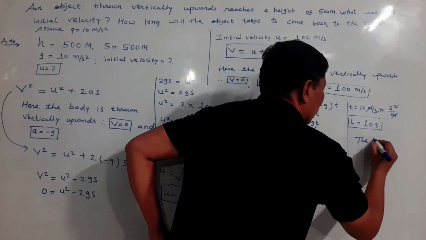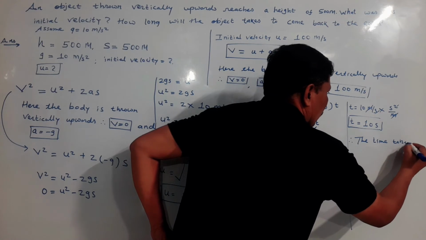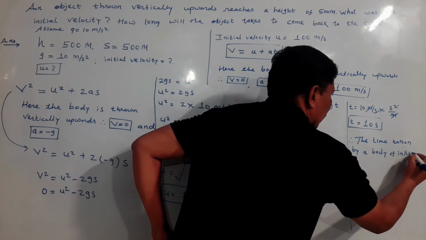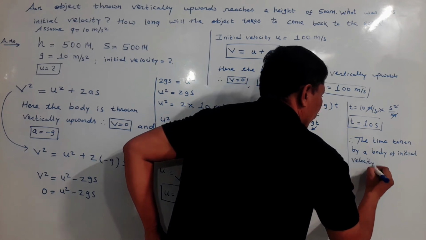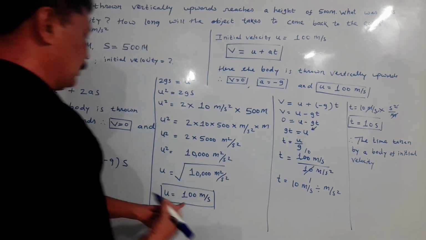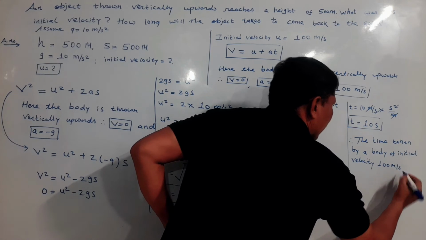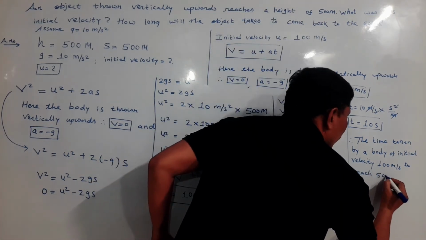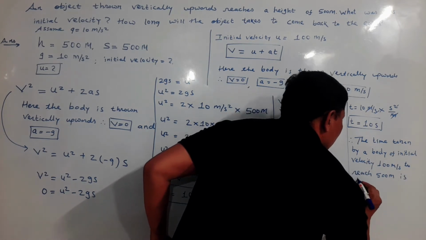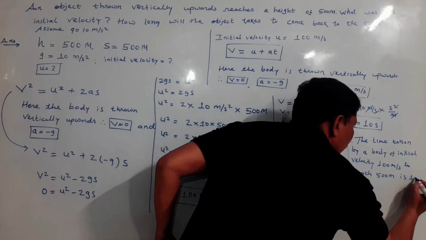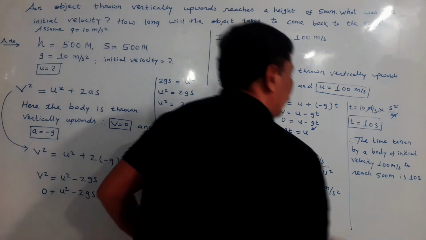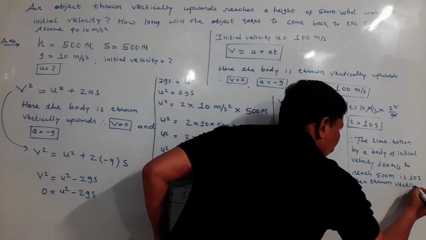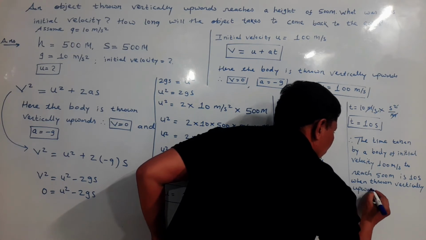Therefore, the time taken by a body of initial velocity, that is 100 meter per second, to reach 500 meter is 10 second when thrown vertically upwards.